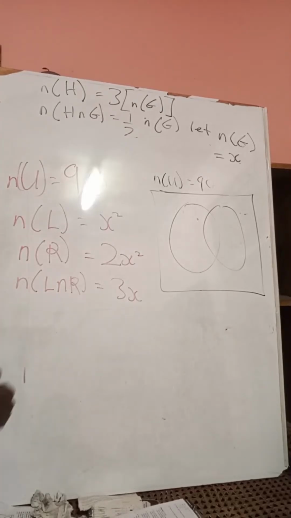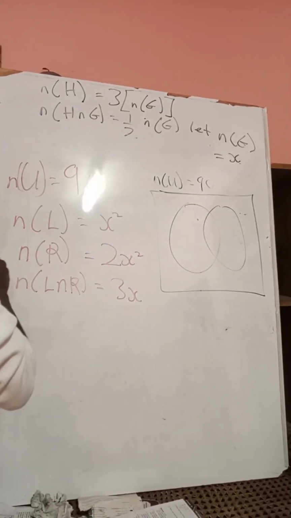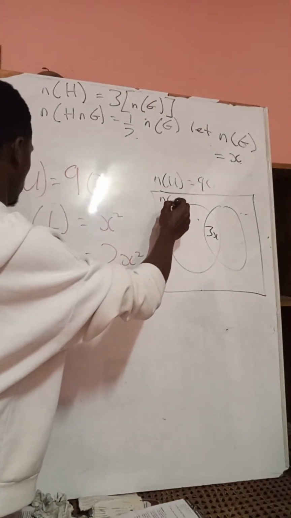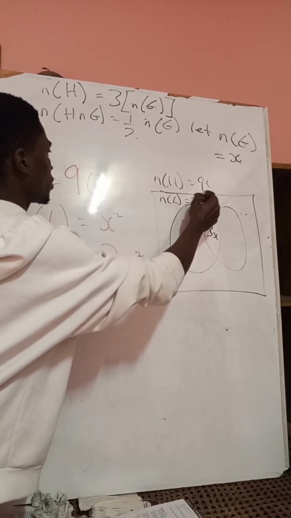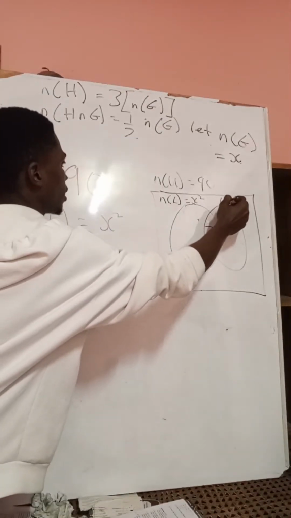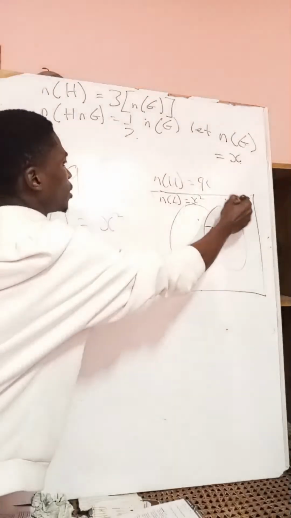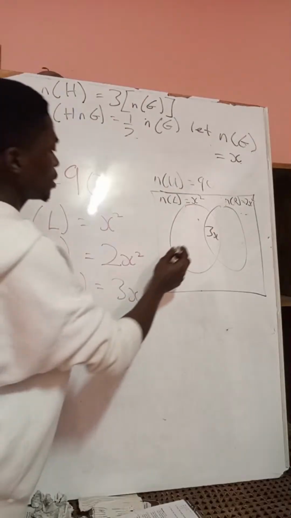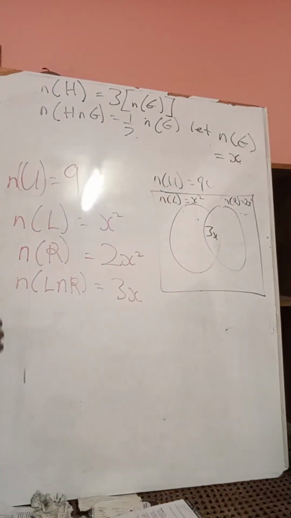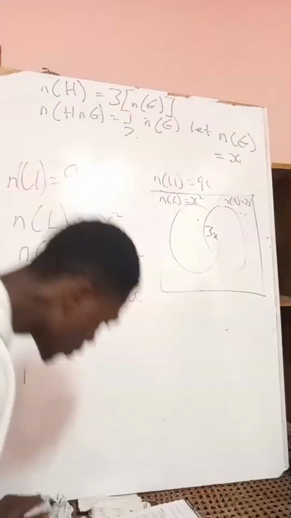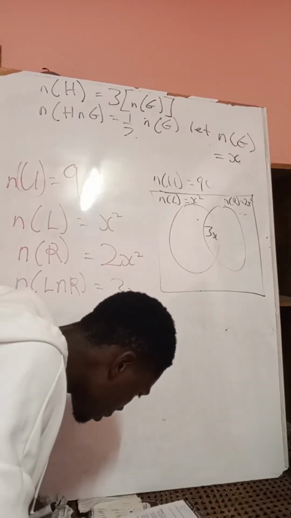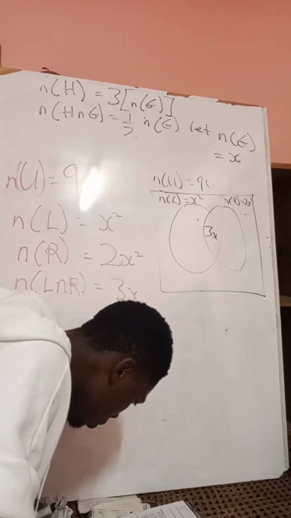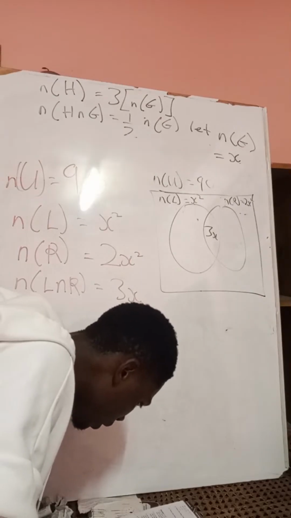Then we have the intersection to be 3x. Here is 3x. Number of L equals S squared. Number of R equals 2S squared. So it means here will be what? Let me read the question. Were we told about neither people? We're not given neither people.